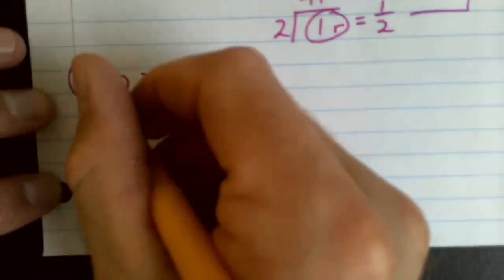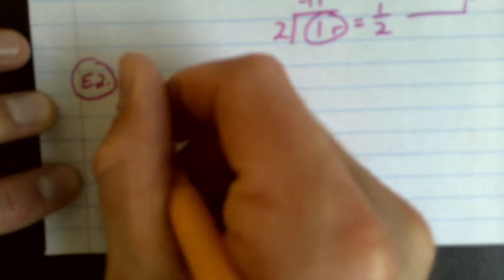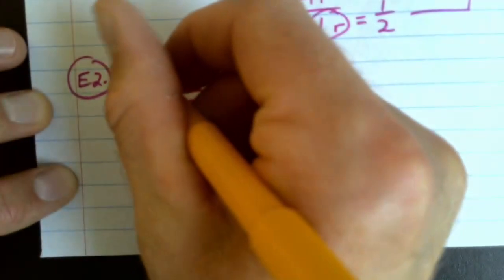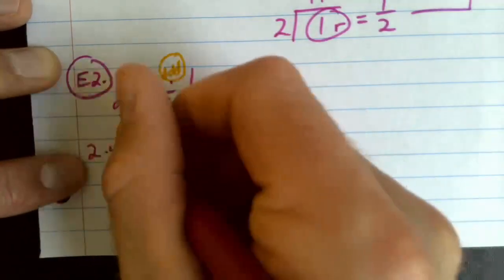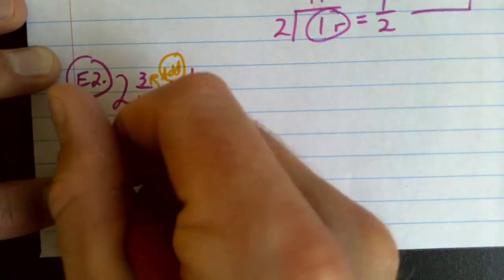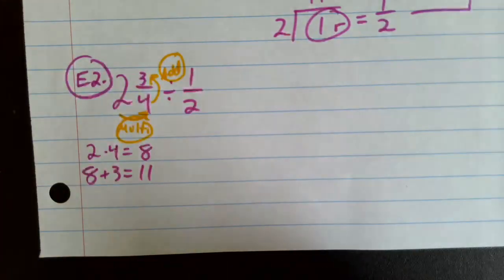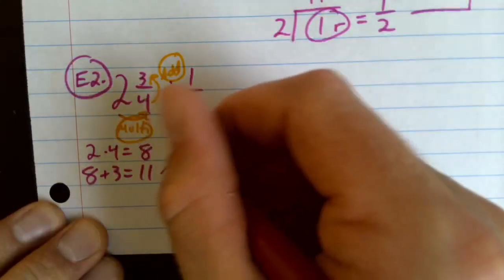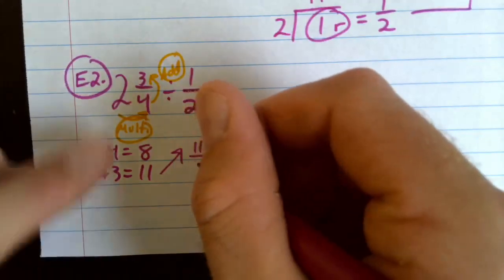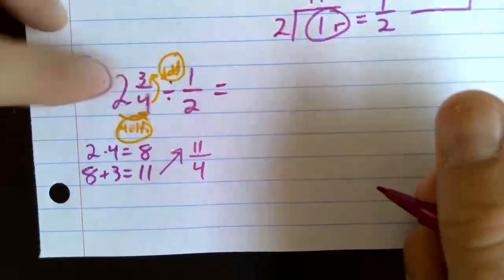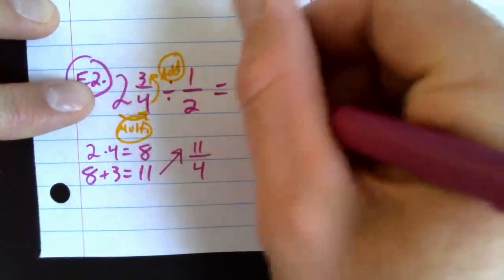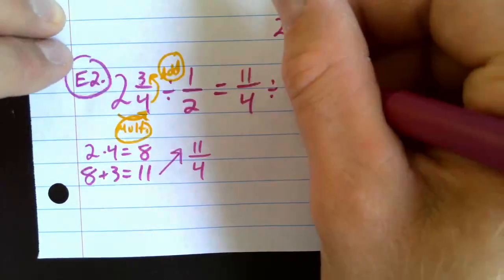So draw your arrows. You know how to draw those arrows. Just write multiply. And then draw your arrow up here and write add. All right. So multiply 2 times 4, and that gives you 8. All right. And then add that number to your numerator. 8 plus 3. That gives you 11. All right. And then just write that as your numerator. 11 over 4 is your denominator. So let's just rewrite our problem here. We have 11 over 4 divided by 1/2.